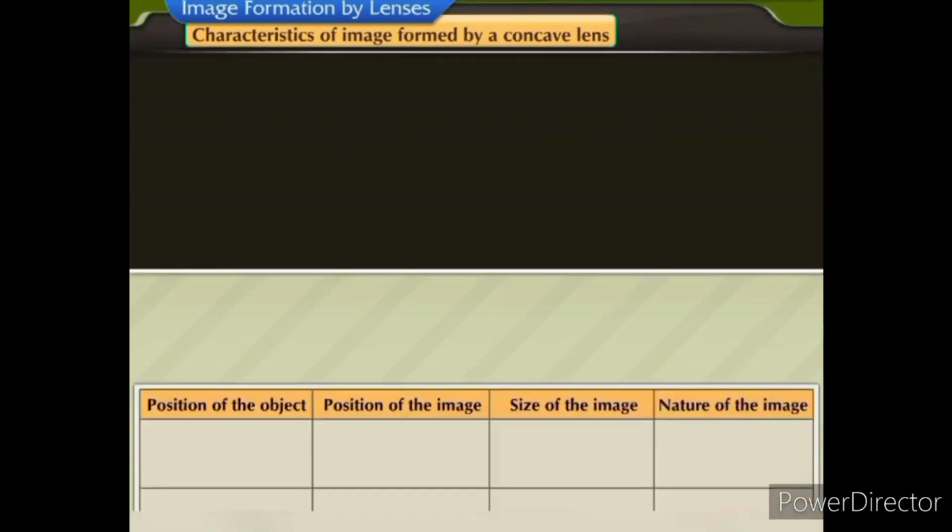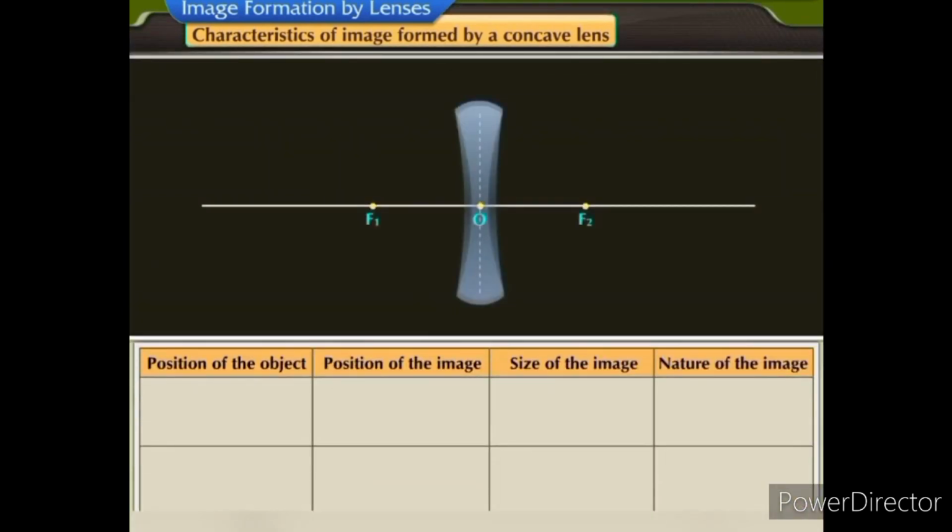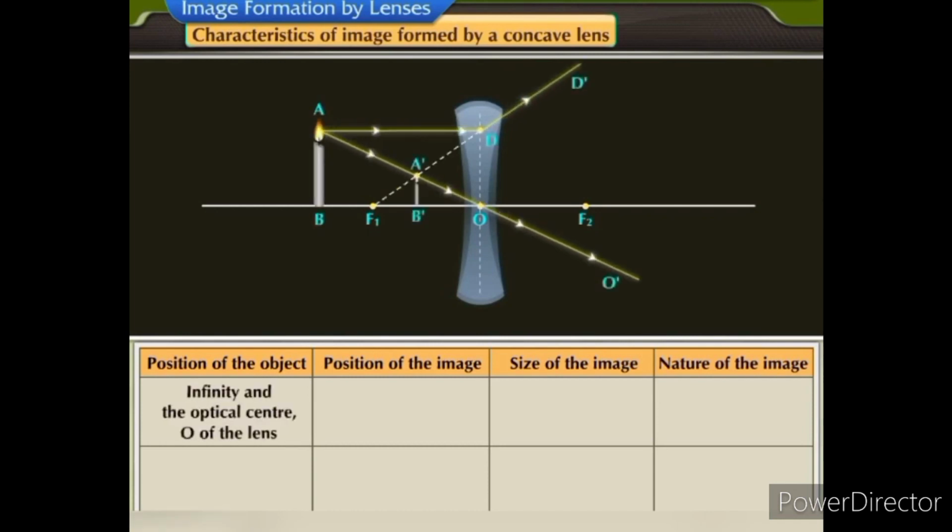Characteristics of image formed by a concave lens. Let us tabulate the information of formation of images by a concave lens when the object is placed at different positions relative to the lens. When the object is placed between the infinity and the optical center O of the lens, the image is formed between the focus F1 and optical center O. The size of the image is diminished. The nature of the image is virtual and erect.